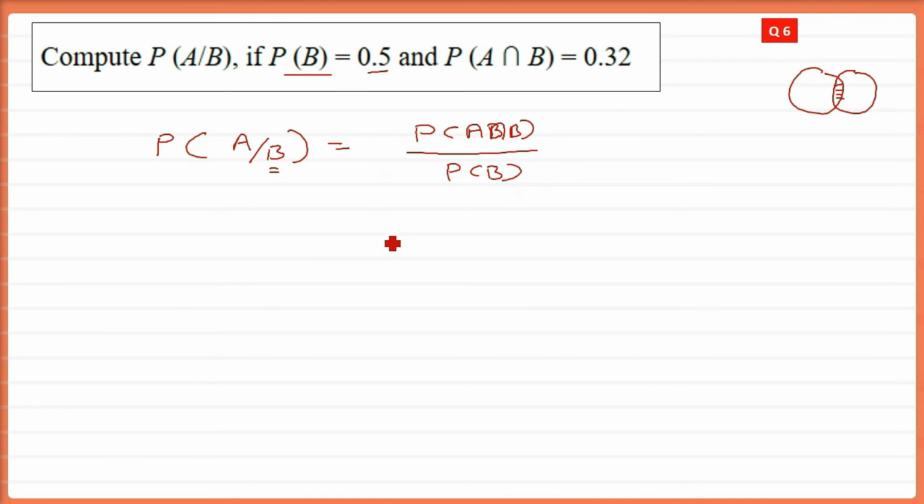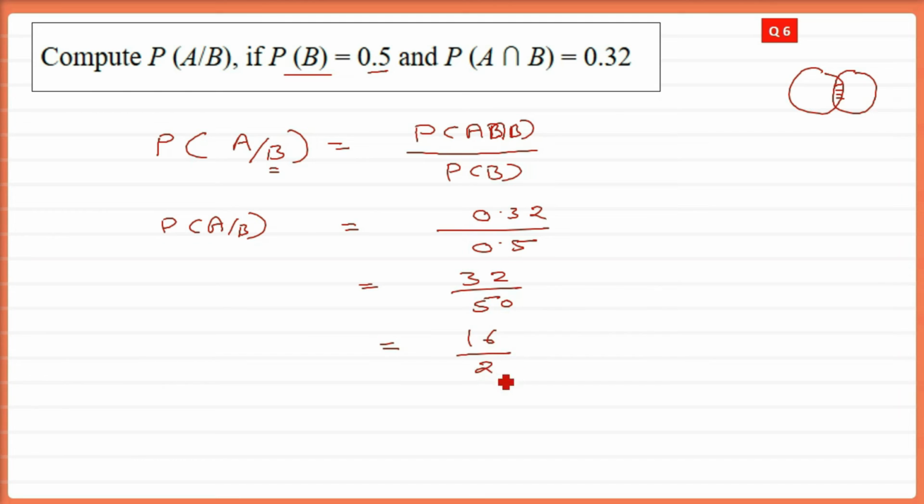So they are basically the numbers N(A intersection B) divided by N(B). What is P(B) here? It's given already, 0.5. P(A intersection B) is also given, which is 0.32. So P(A|B) will be computed like this: 32 divided by 50, and this will be 16 divided by 25. Now please remember that you need to check that the probability has to be between 0 and 1, inclusive of 0 and 1. So 16 by 25 is indeed between 0 and 1.